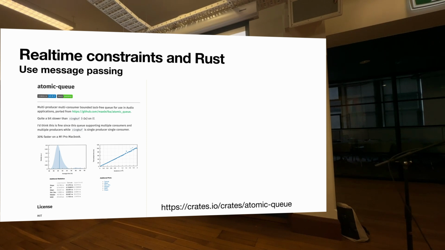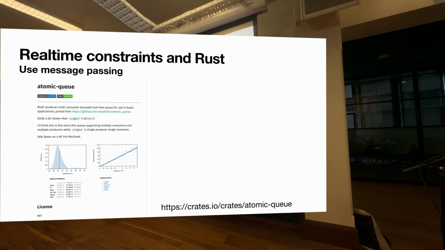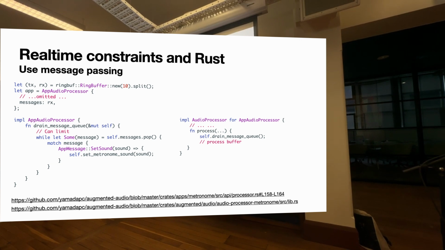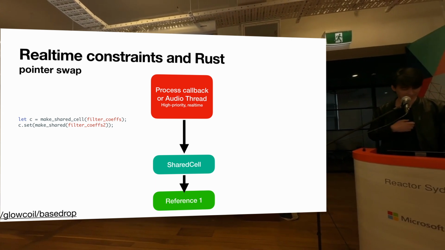This is using ring buff, which is a ring buffer implementation that is on crates.io. Ring buff works great. It's just single producer, single consumer. I ported a C++ lock-free queue that is multi-producer, multi-consumer, but I don't know how sound that is.